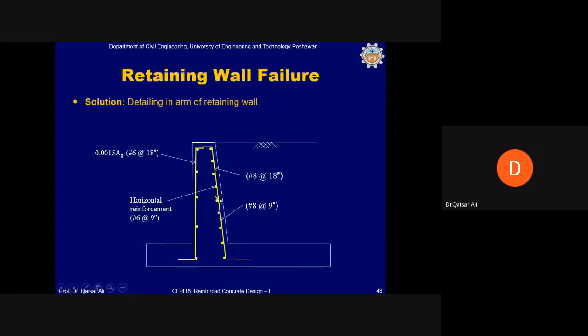Up to the mid height of the retaining wall, number 8 at the rate of 9 inch, and then the spacing will be doubled with one bar made continuous and the other curtailed at this location. So this will double the spacing in this manner. The horizontal is number 6 at 9 inch. The front side vertical reinforcement is number 6 at 18 inch.